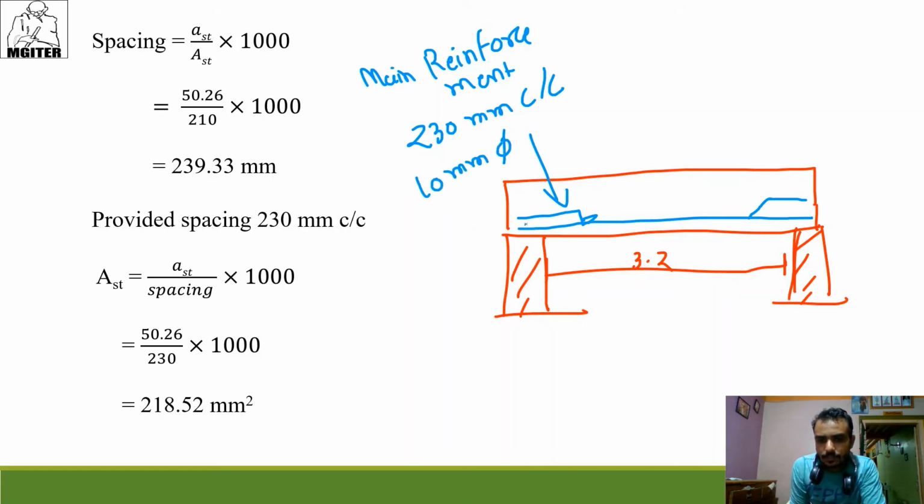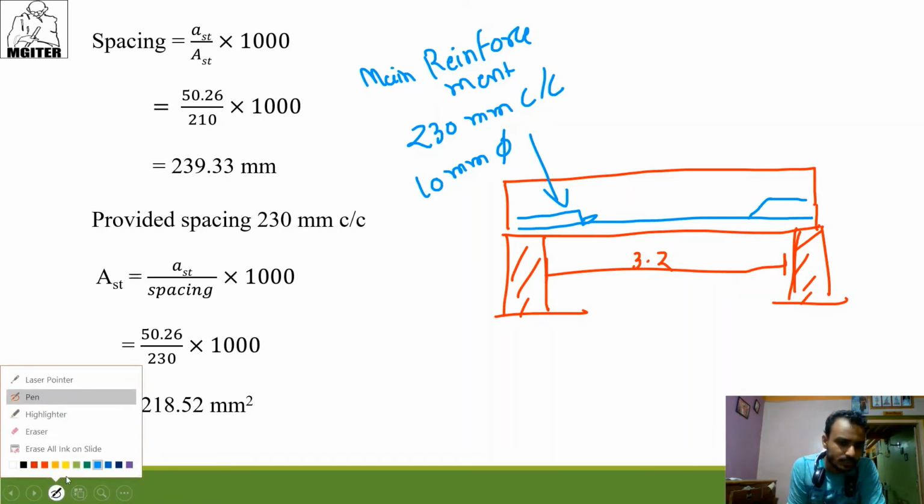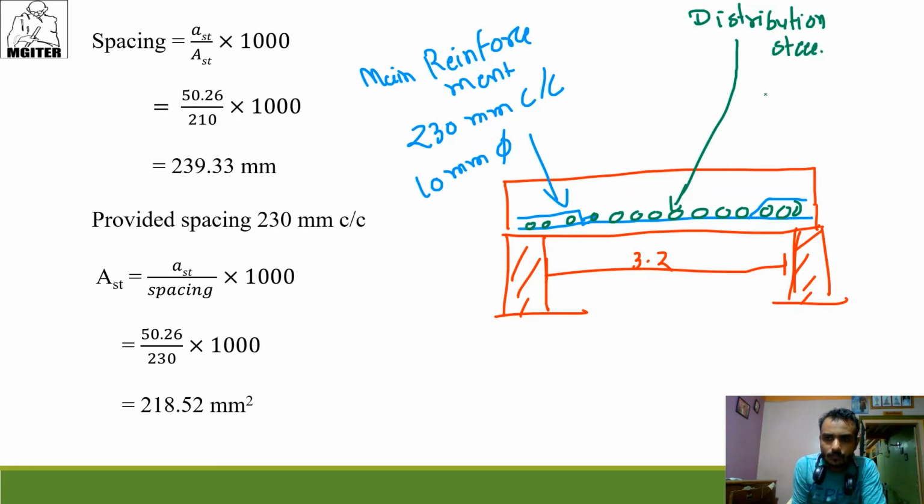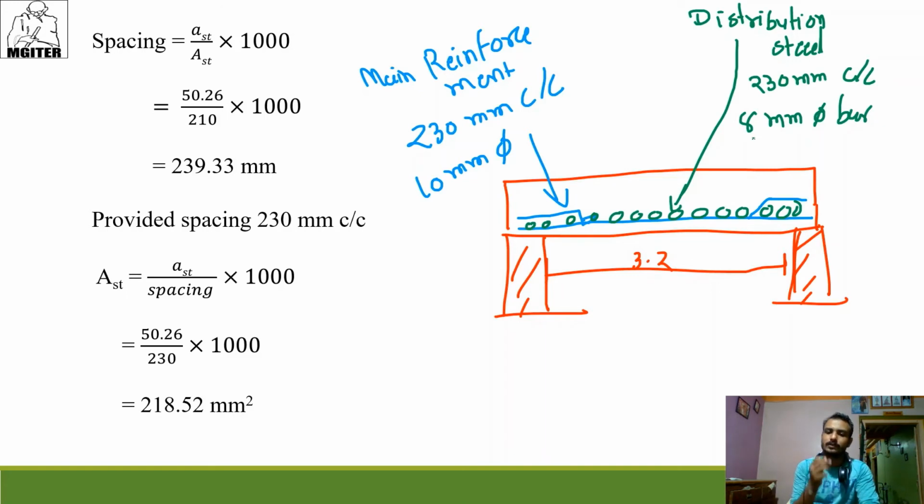Okay, same concept for the distribution steel. Distribution steel is 8 mm dia bar at 230 mm center to center. This is the cross section and our design is completed. So our design is complete.